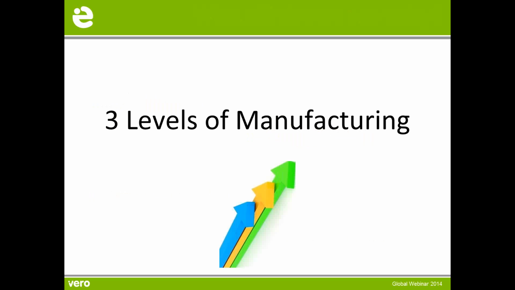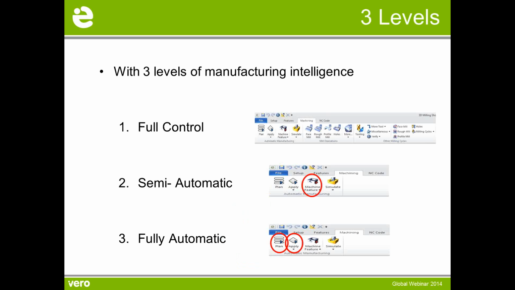Okay, so we'll begin with the three levels of manufacturing. And this basically is where we have three methods to approach how we machine the component. We can use full control, semi-automatic, and fully automatic. And what I'd like to show you today is how you can use each of those independently, and you can also mix and match. You can apply full control toolpath with fully automatic. We can apply semi-automatic with full control. And I'd like to show you the flexibility that we now have available to us inside Edgecam.